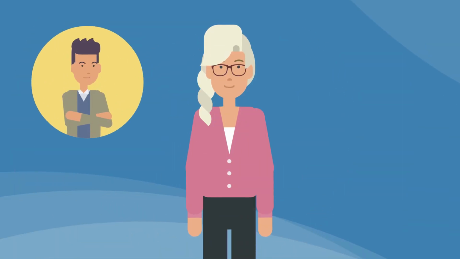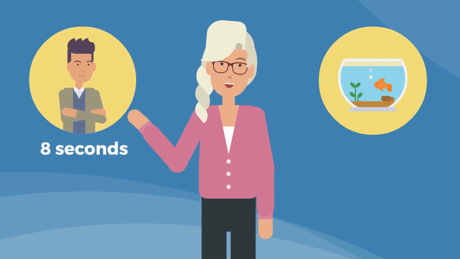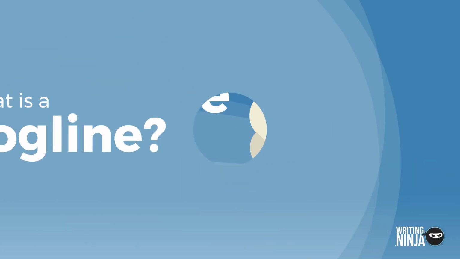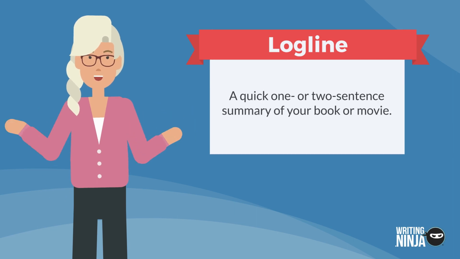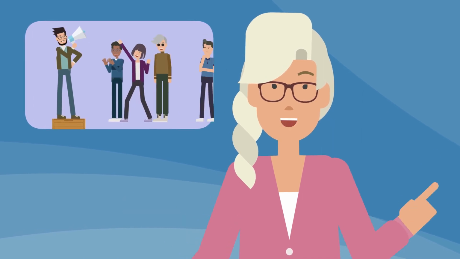Did you know that the average person has an attention span of only 8 seconds? Less than a goldfish. That's why you need a logline for the story you're writing. A logline is a quick 1 or 2 sentence summary of your book or movie. It's what you use to hook someone. It's basically your elevator pitch or your first impression.